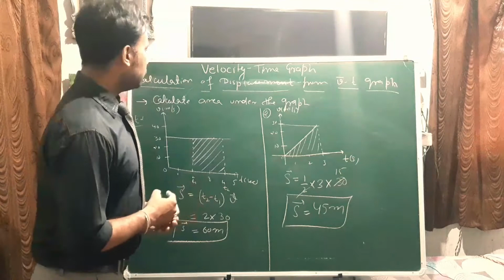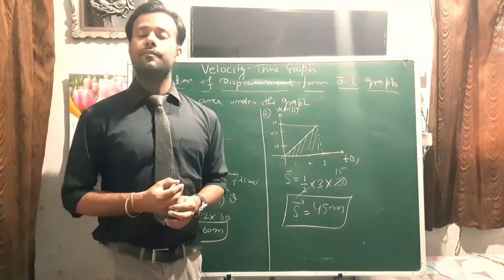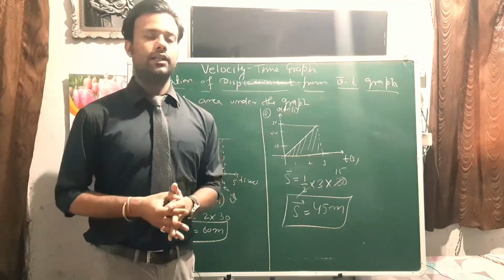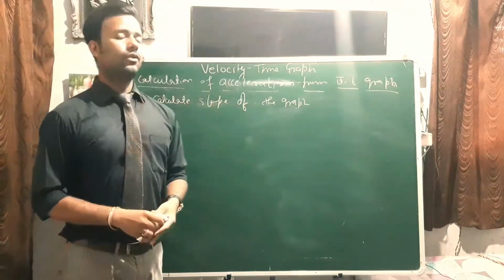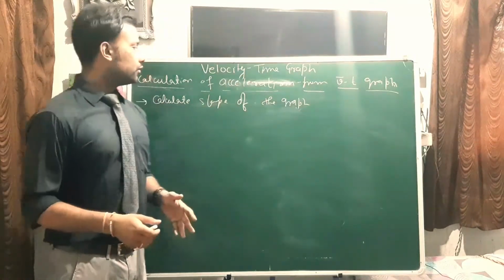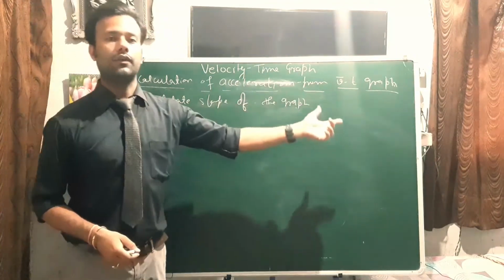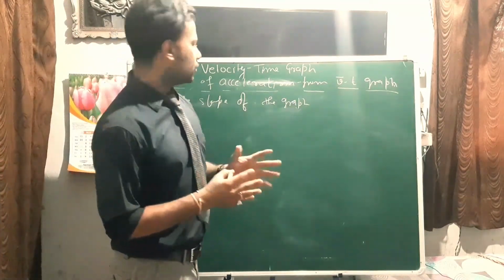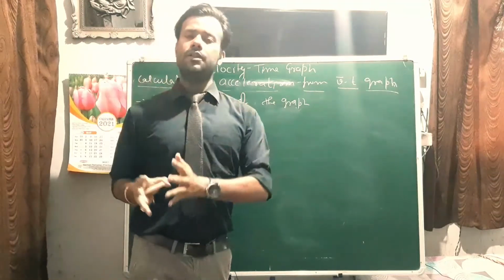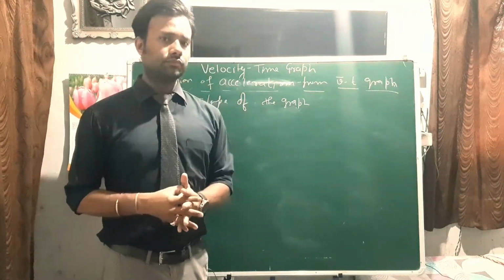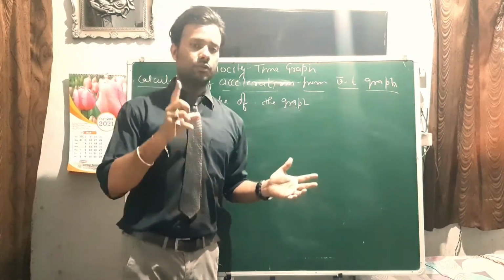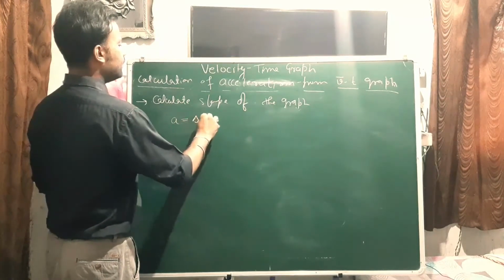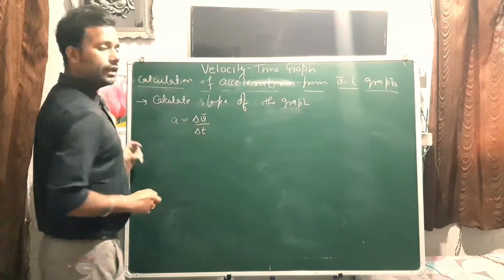Now as I told you, we can also find the acceleration from the VT graph. So let's see how to find the acceleration. Calculation of acceleration from the VT graph. You can see on the board, calculate the slope of the graph. Why are we calculating the slope in the case of acceleration, while in the case of displacement we are calculating the area? Look here, why we are calculating slope: a is del V upon del T.